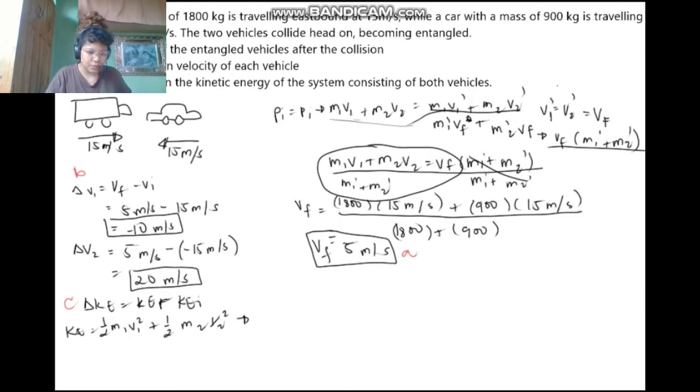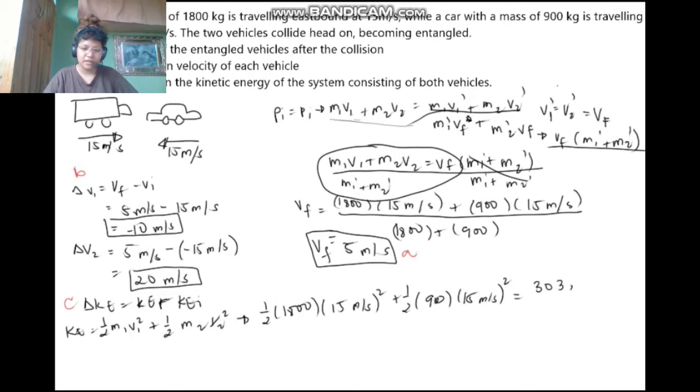We are going to put 1 half times 1,800 times the velocity, which is 15 meters per second, quantity squared, plus 1 half times 900 times 15 meters per second squared. And for the initial kinetic energy, we are going to get the answer of 303,750 joules.